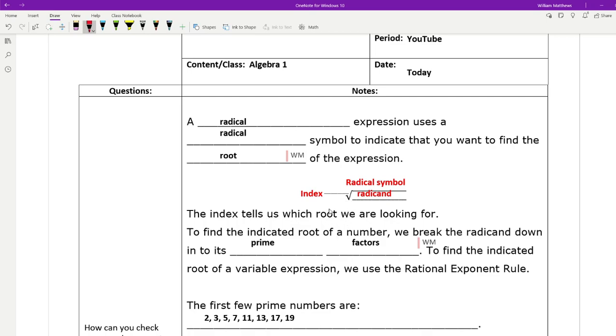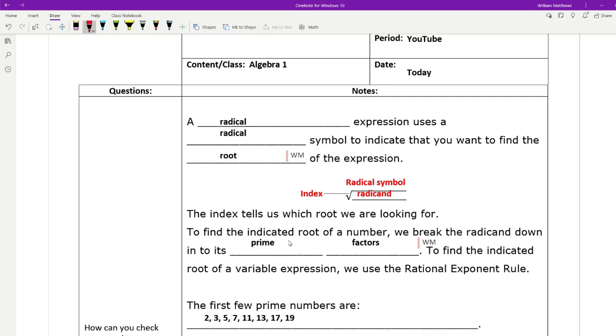Now when there's not a number there, the index is understood to be 2, and the number on the inside of the root function, or the radical symbol, is called a radicand. Like I stated, the index tells us which root we are looking for. We understand if there's no number there, it's 2, but we can place any number in here to find that root.